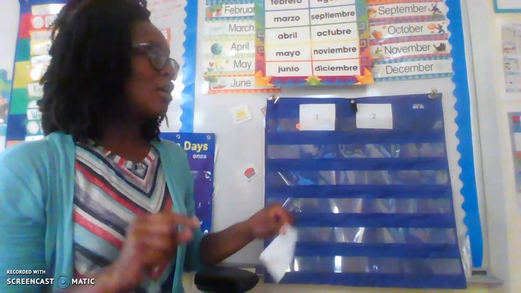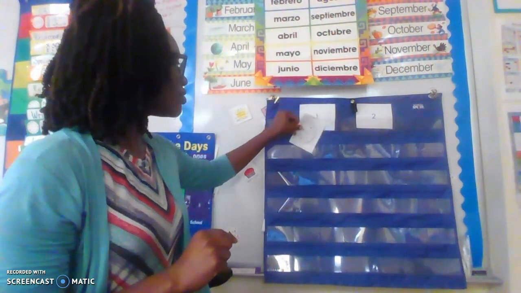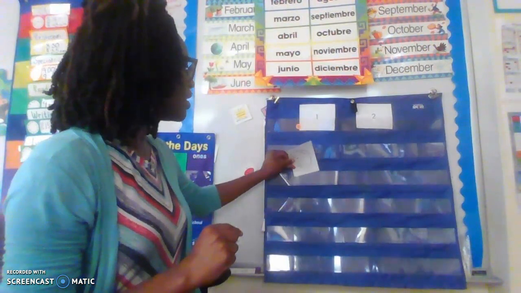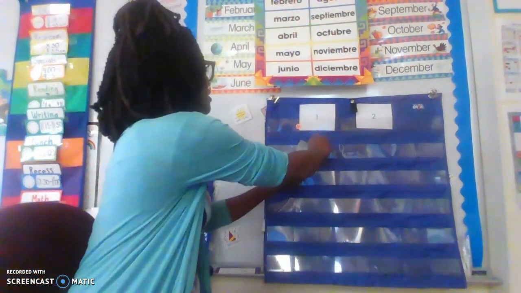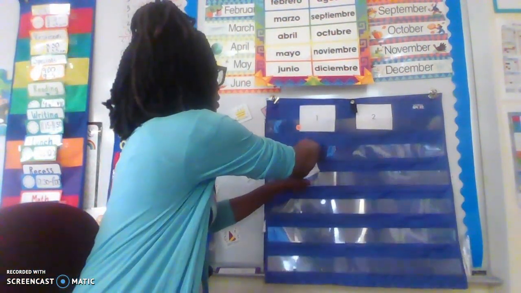This is a picture of a whale. So I'm going to say the word whale. Oh, I only clapped my hand one time. So I'm going to place the picture of the whale underneath the number 1 because I only heard one part inside that one.